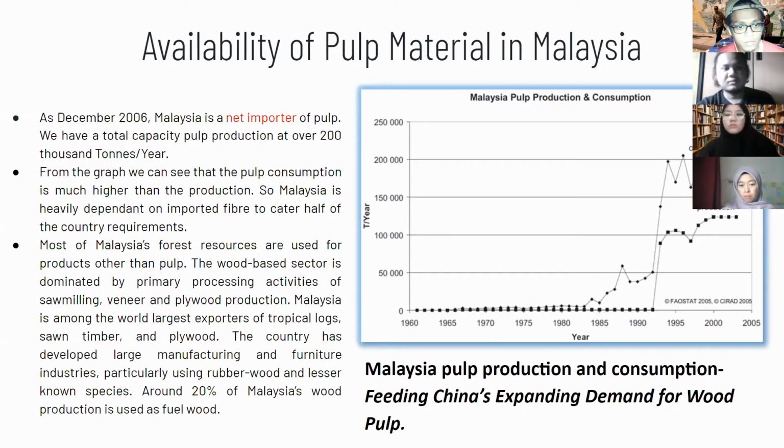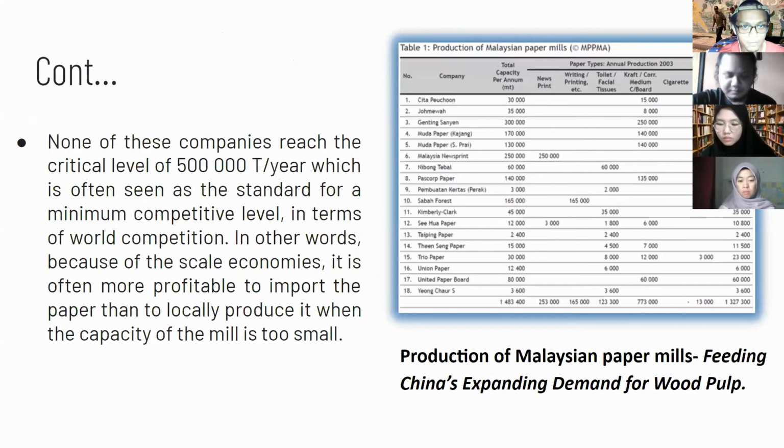Most of Malaysia's forest resources are used for products other than pulp. The wood-based sector is dominated by primary processing activities of sawmilling, veneer, and plywood production. Malaysia is among the world's largest exporters of tropical logs, sawn timber, and plywood. The country has developed large manufacturing and furniture industries, particularly using rubber wood and lesser-known species. Around 20% of Malaysia's wood production is used as fuel wood.